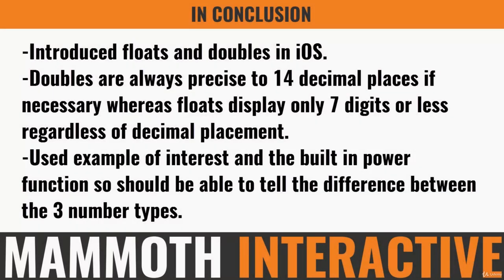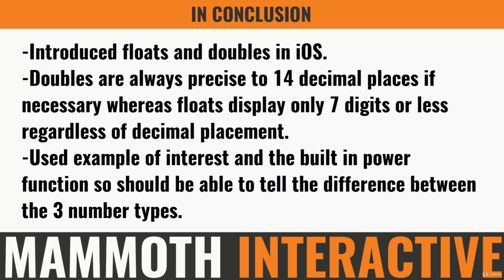In this part of the tutorial, I introduced floats and doubles. So these are both ways to represent decimal numbers with subtle differences. So doubles are always precise to 14 digits if necessary, but if there's a number with fewer digits, it won't display all 14. However, floats are only precise to 7 digits. So regardless of where the decimal place is, the maximum number of digits a float will display is 7.